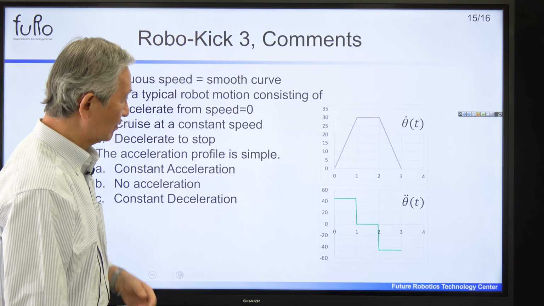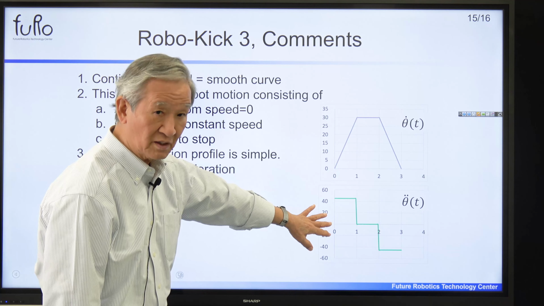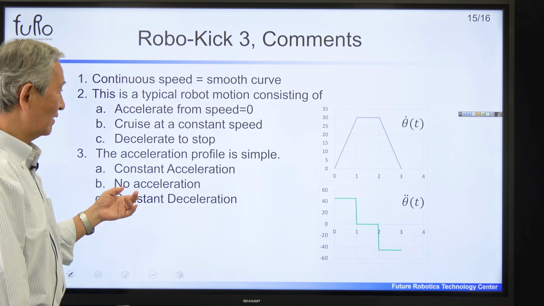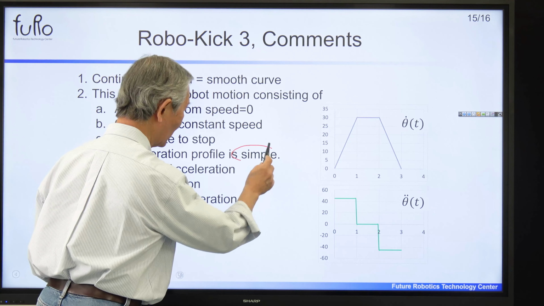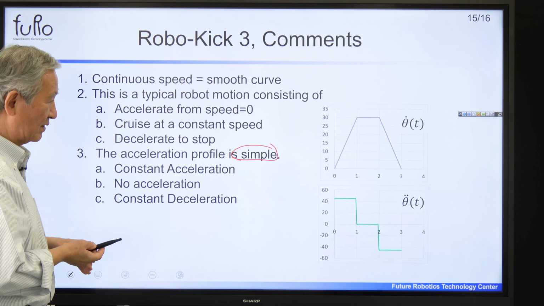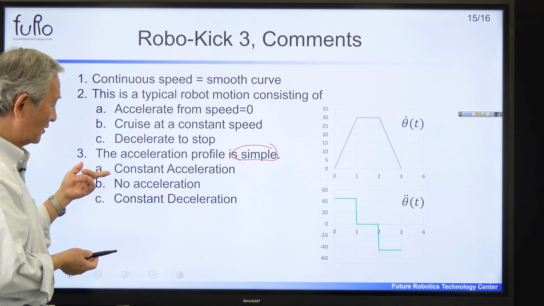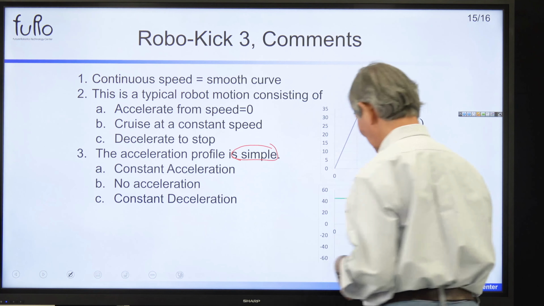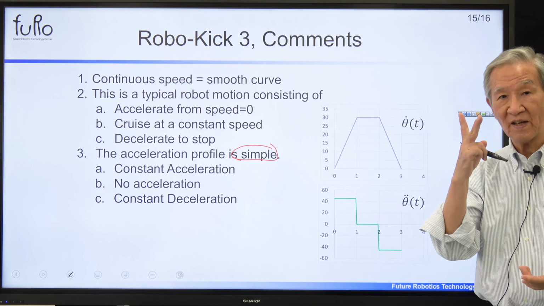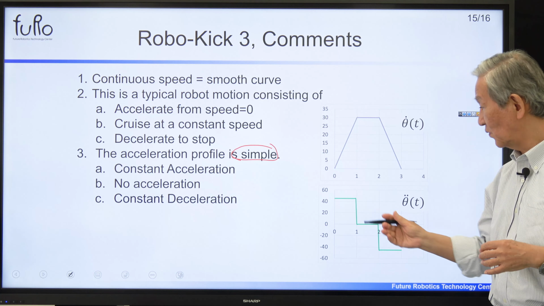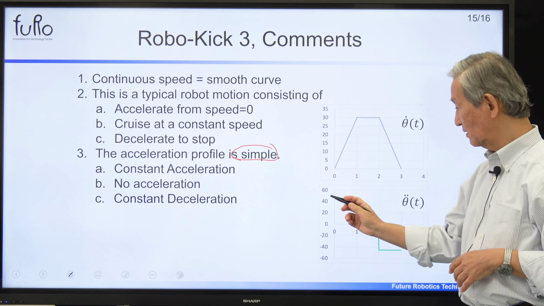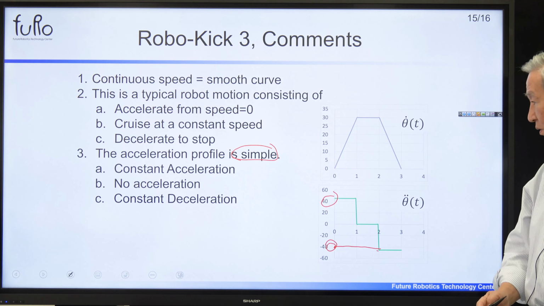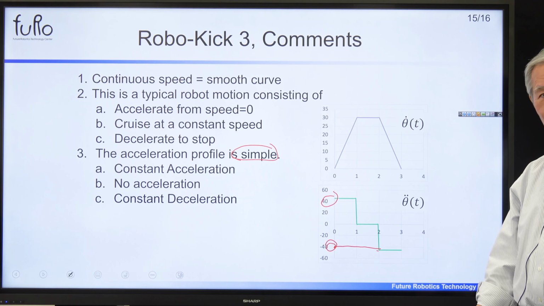To see that, the easiest way is to take a look at the derivative, the acceleration, here. The acceleration profile is simple. So that's why I said it's simple. Acceleration profile is very simple. Constant acceleration, no acceleration, and then constant deceleration. So you only need two values for the acceleration. This one here and this one here. Those are the only two values you need.